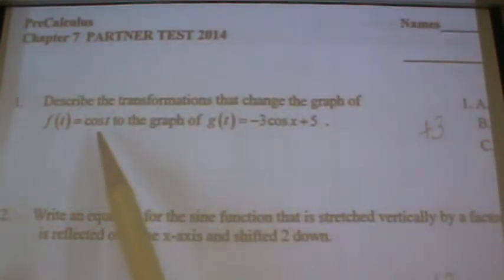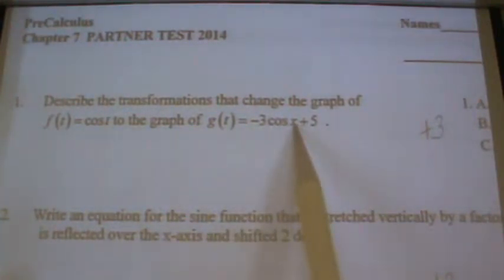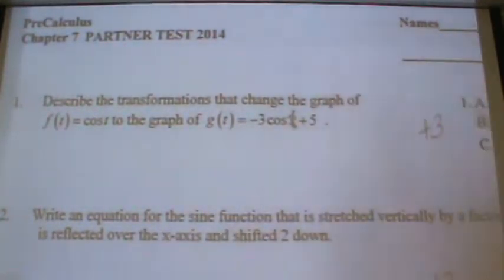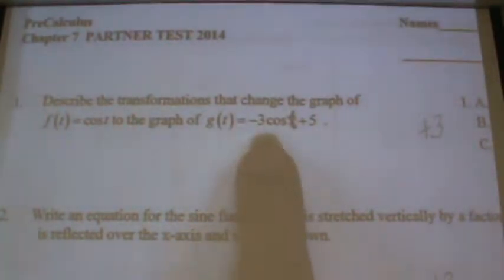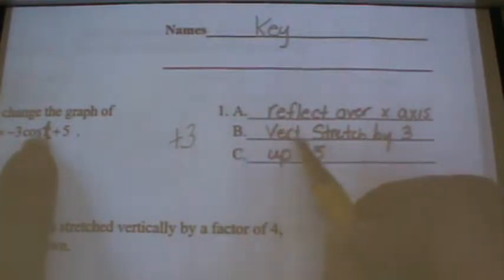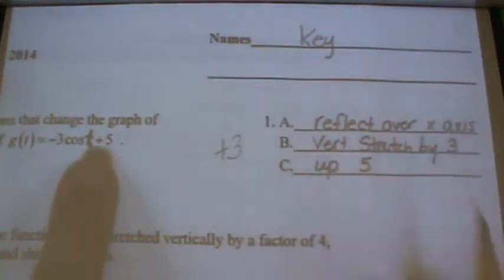Describe the transformations from the parent function of f of t equals cosine t to this one: negative 3 cosine t, and that should be a t, plus 5. The transformations are: it's a reflection over the x-axis because of that negative. It's a vertical stretch by 3. It would be a vertical compression if that were less than 1. And it's up 5, vertically up 5.